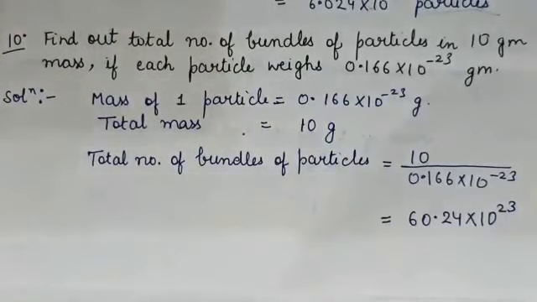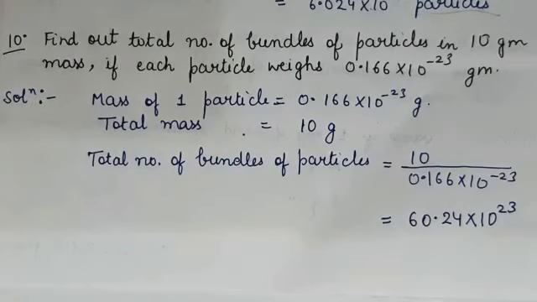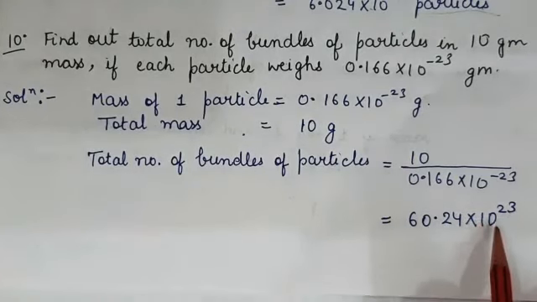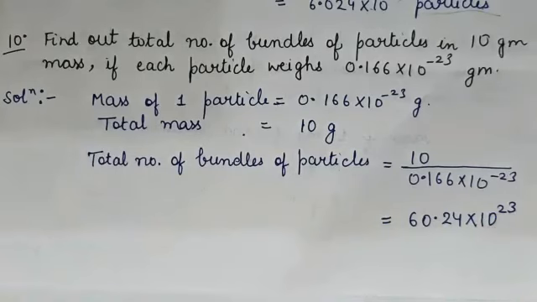And the last question, question number 10th. This is the solution of question number 10th. And the answer to this question is 60.24 into 10 raised to power 3 bundles of particles. Okay. So these are the answers of the Pretext Assignment 1 of chapter number 3, containing a total of 10 questions.